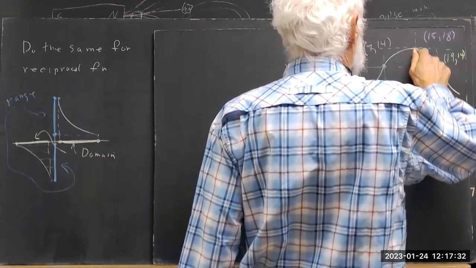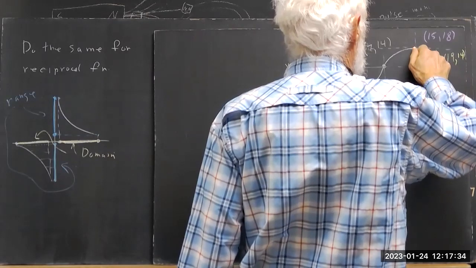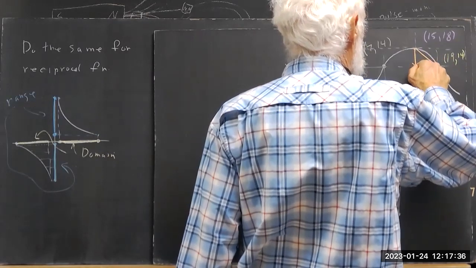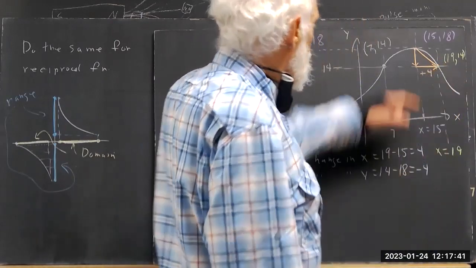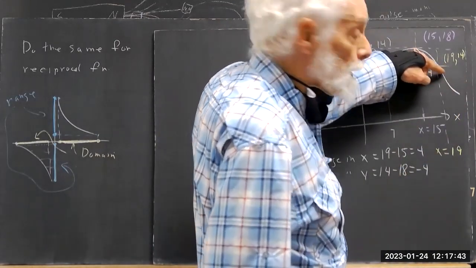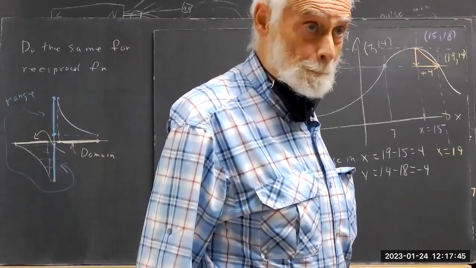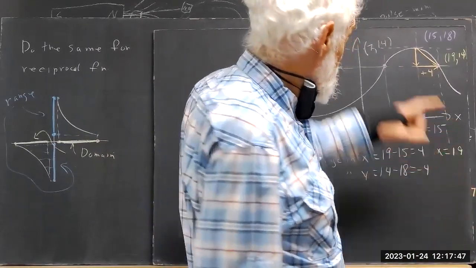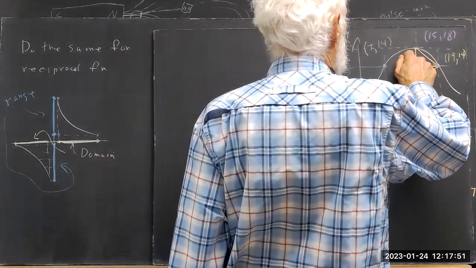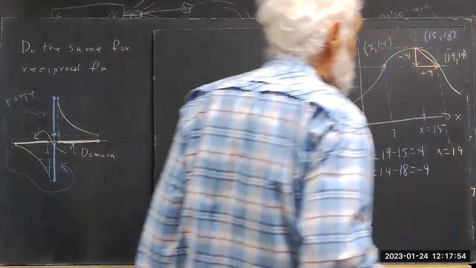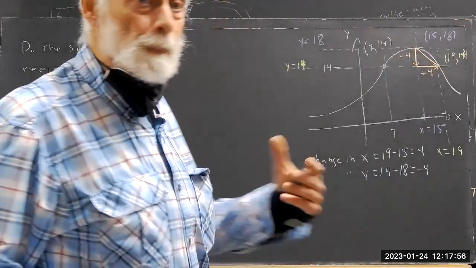I'm going to draw arrows from this point to this point. If I go from here to here, I've got an arrow like this. If I go from here to here, my arrow is this. So I have a path from the first point to the second point. And along that path, y changes by negative 4, and x changes by plus 4.